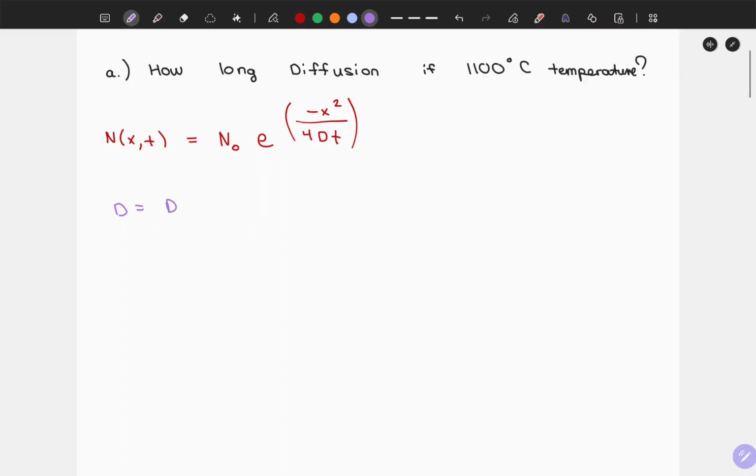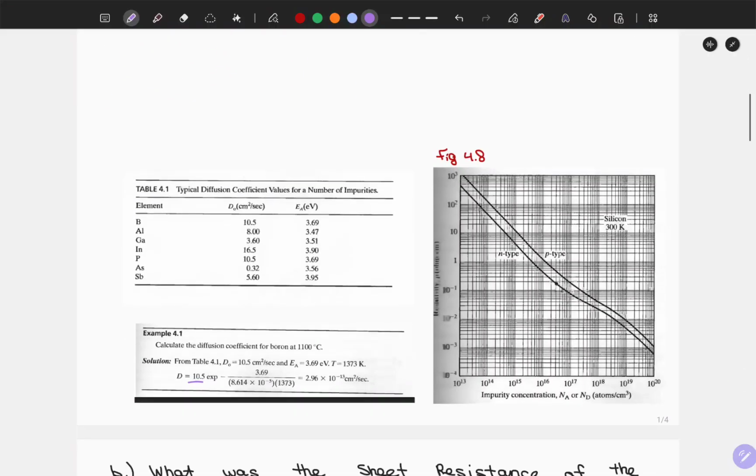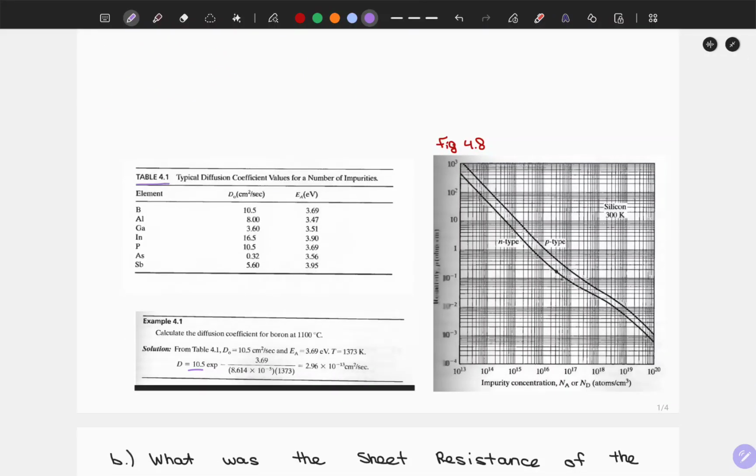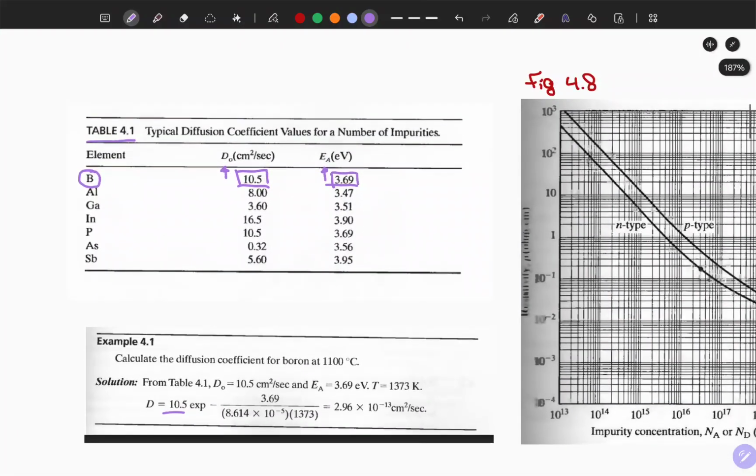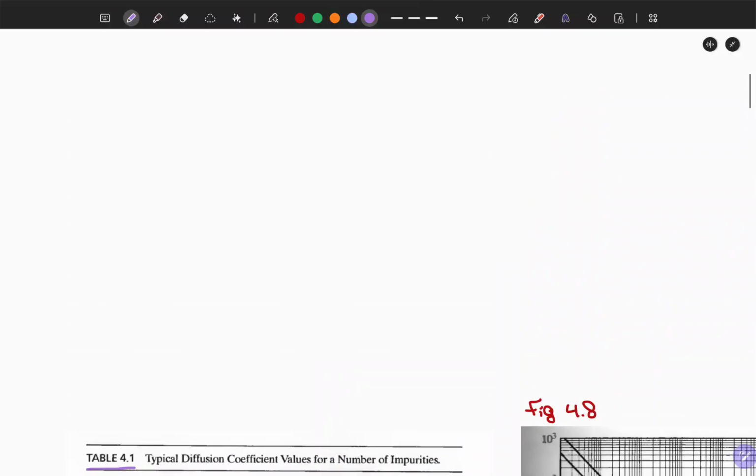We know that D is equal to D naught e to the negative Ea over kT, right? D is the diffusion coefficient. To find it, we could use table 4.1, which for the appropriate element gives us D naught and Ea. So if we have boron, we have a D naught of 10.5, an Ea of 3.69, and then if we look at example 4.1, we have the exact case that we need, right? So we have this temperature of 1100 that we also plug in, and we get 2.96 times 10 to the negative 13 centimeters squared per second, right?